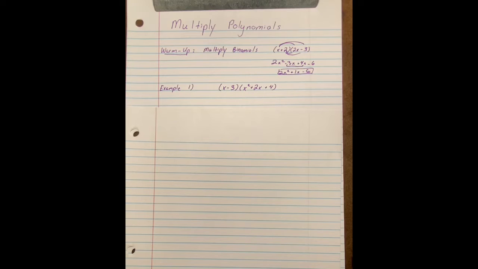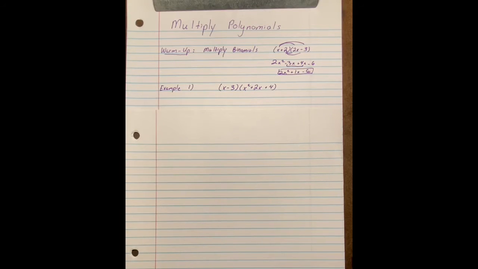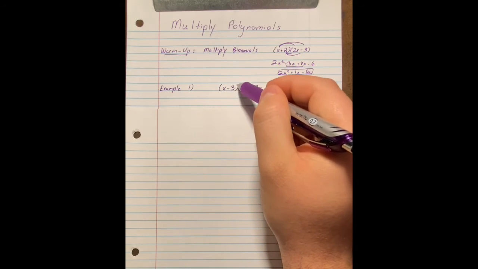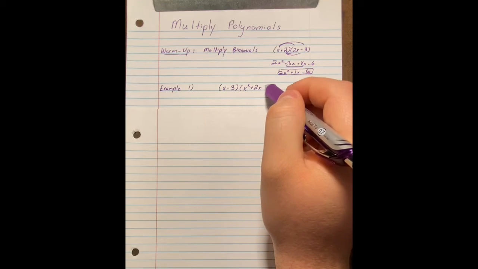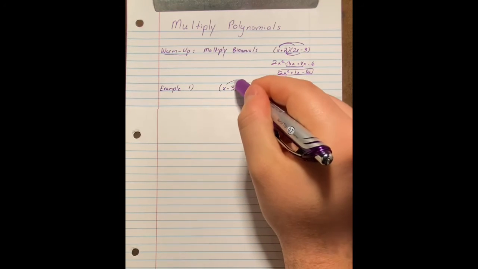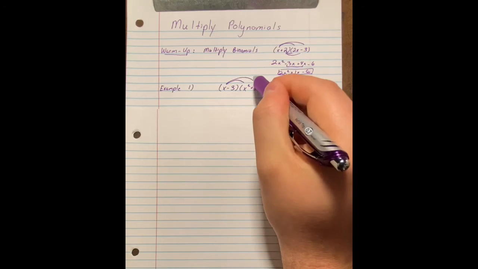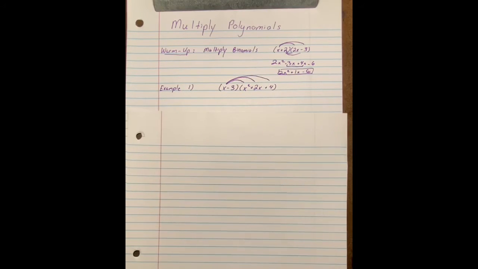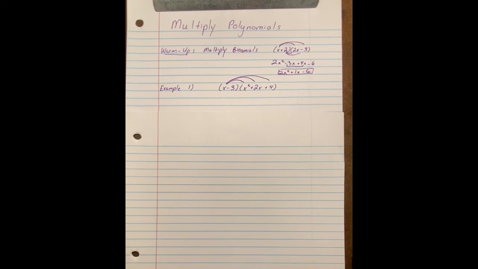But when we do a problem like this, if we're multiplying polynomials bigger than just binomials, our strategy is still going to be pretty much the same. We're still just going to distribute. So if I want to multiply this problem, I would still take each of the terms in the binomial and distribute it to the trinomial. So I would do x times x squared, x times 2x, and x times 4. So let's go ahead and start there.